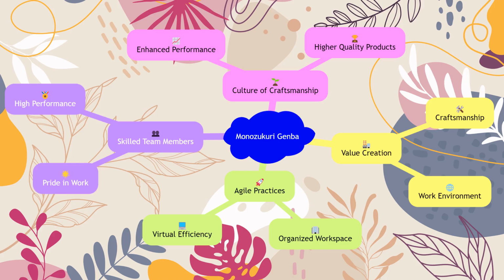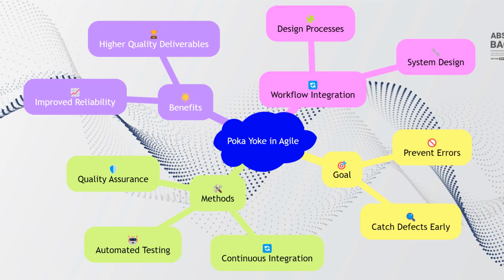Monozukuri Genba translates to the place where value is created. It emphasizes the importance of craftsmanship and the environment in which work is done. In agile practices, this principle highlights the need for a well-organized and efficient workspace, whether physical or virtual. It also underscores the importance of skilled team members who take pride in their work. By fostering a culture of craftsmanship and maintaining a productive environment, teams can enhance their performance and deliver higher quality products.